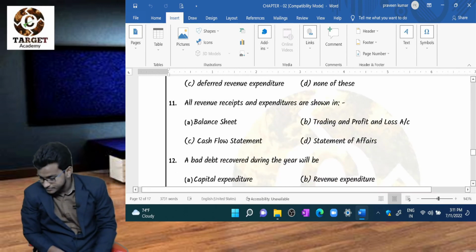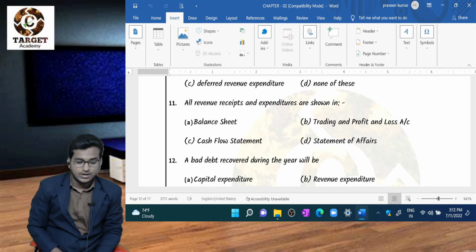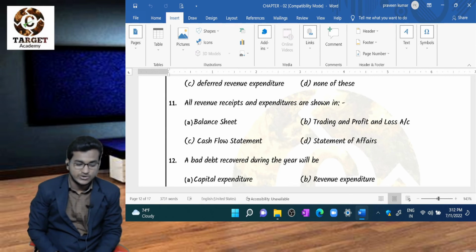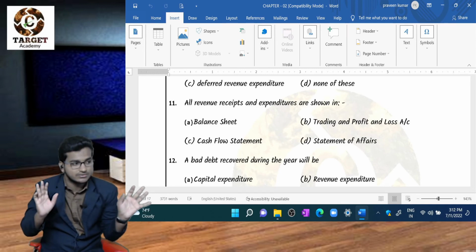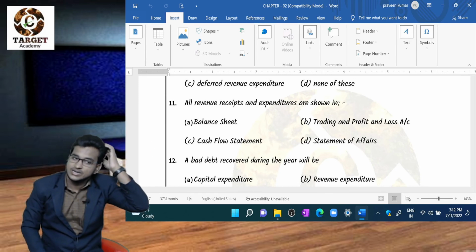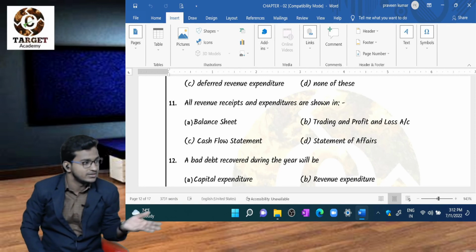11th one, important. All revenue receipts and expenditures are shown in dash. Revenue expenditures and receipts are shown in balance sheet, trading and P&L account, cash flow, statement of affairs. The answer is option B. You know that very clearly, because that is expenditure. We discussed this in the concept of treatment of capital and revenue expenditure, right? Capital expenditure will come under the balance sheet, revenue will come under the trading or P&L account debit side. Yes or no?